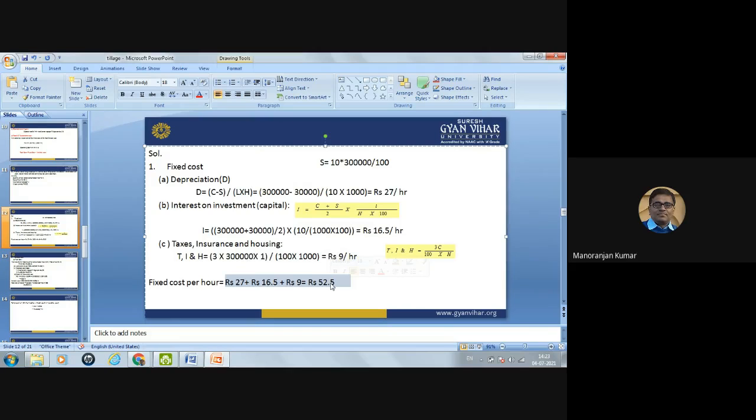So after adding all these three, depreciation plus interest on investment and taxes, insurance and housing, you will get the total fixed cost per hour. That is 52 rupees 50 paise per hour.